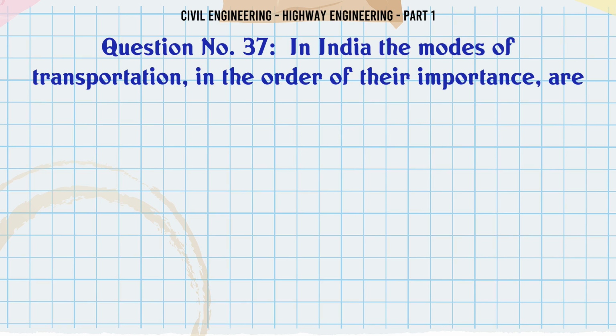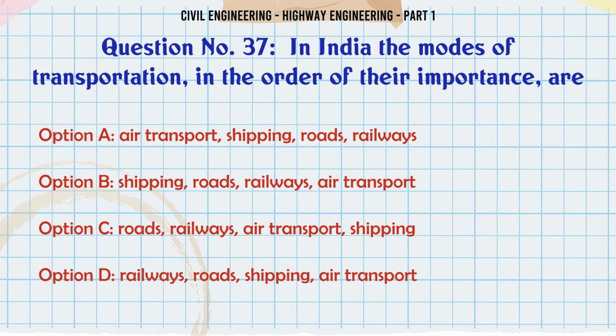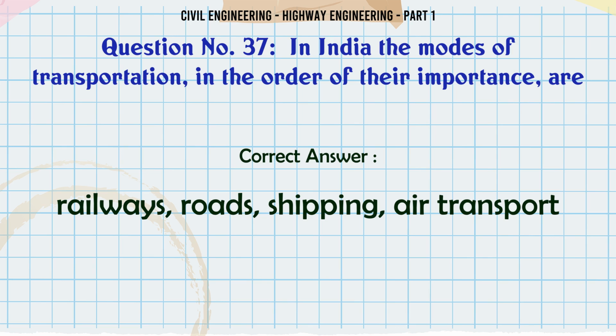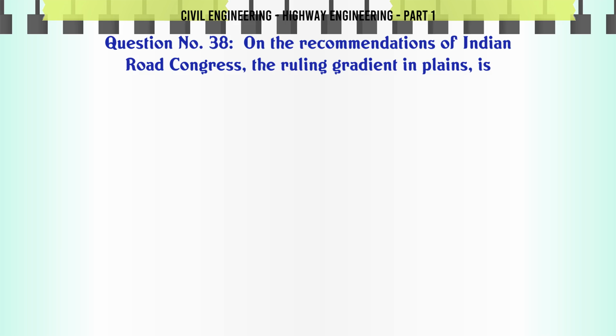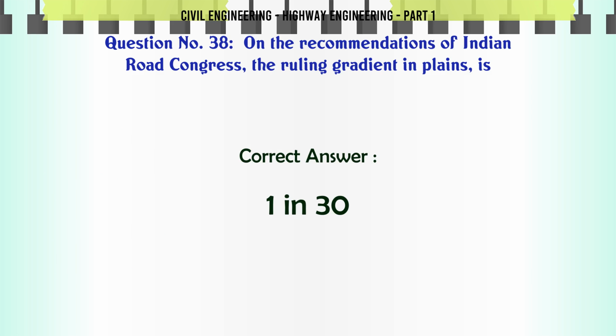In India the modes of transportation, in the order of their importance, are: A, air transport, shipping, roads, railways; B, shipping, roads, railways, air transport; C, roads, railways, air transport, shipping; D, railways, roads, shipping, air transport. The correct answer is railways, roads, shipping, air transport. On the recommendations of Indian Road Congress, the ruling gradient in plains is: A, 1 in 15; B, 1 in 20; C, 1 in 30; D, 1 in 45. The correct answer is 1 in 30.